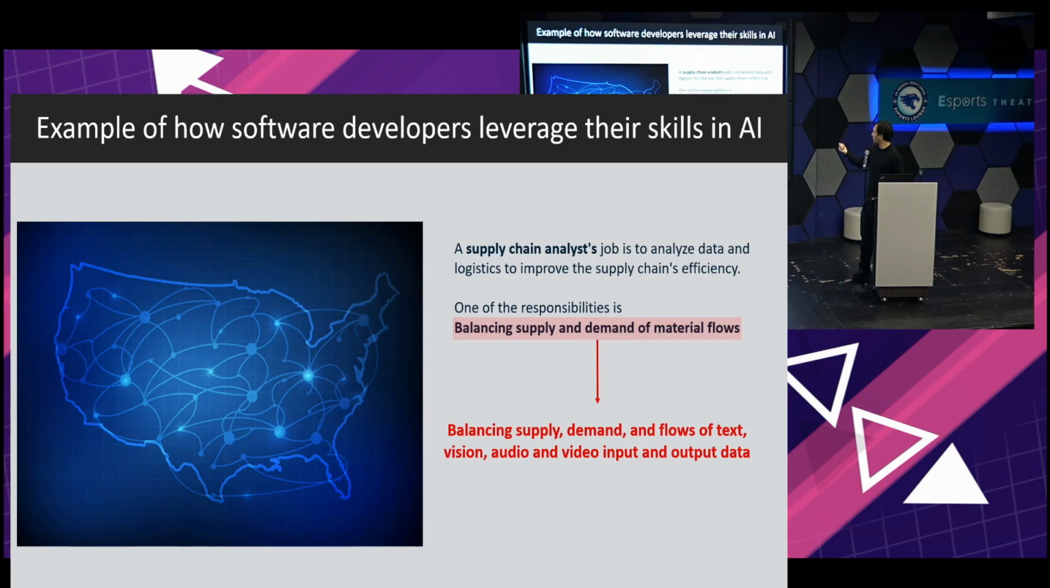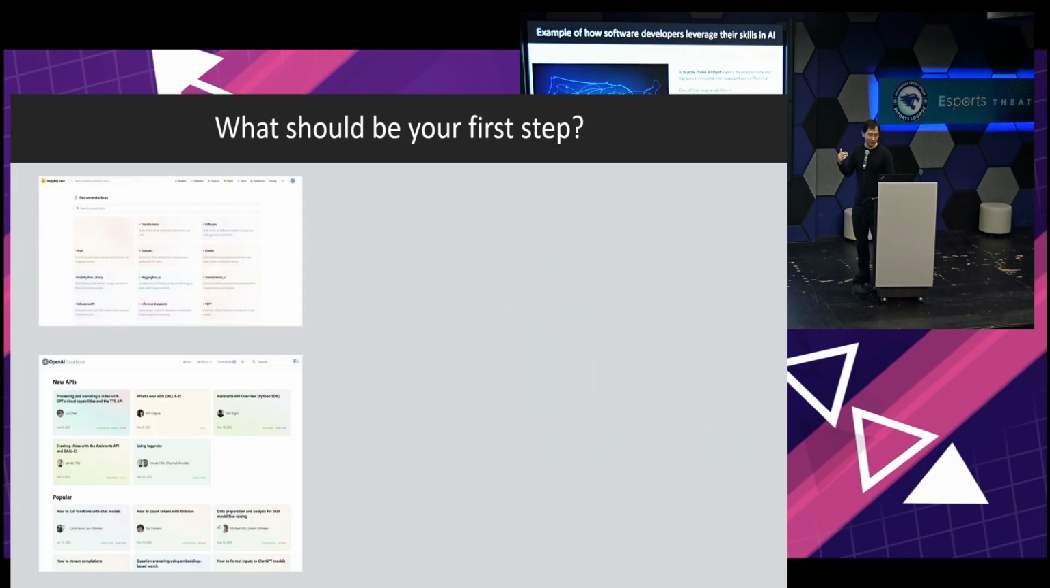This one in data is like balancing supply, demand, and flows of text, vision, audio, and video input and output of data. And some of you are doing Kubernetes, or some microservices in a cloud architecture. It really applies, right? So your skills and leverage are already very valuable skills in AI.